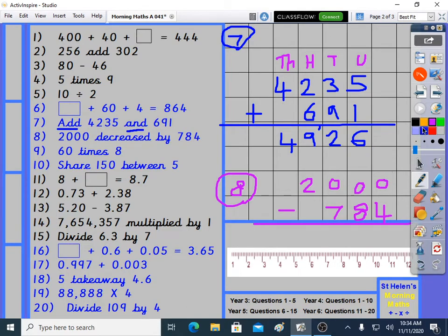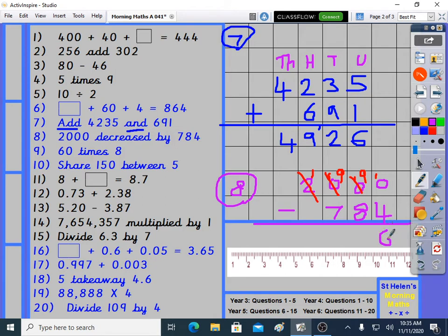0 take away 4 we can't do. So here we need lots of help. You have to go all the way along to here. The 2,000 goes down to 1,000, brings 1 into the 100 columns. The 1,000 goes down to 900, bring 1 into the tens column. 10 tens goes down to 9 tens. Bring 1 into the units column. Now we have 10 units, take away 4. We can finally do it.